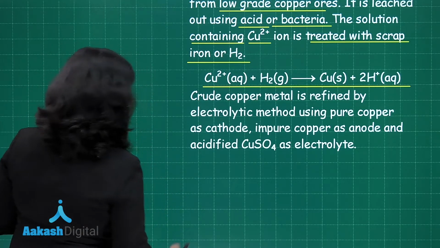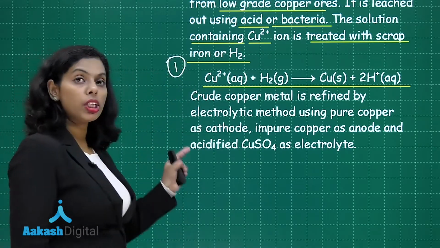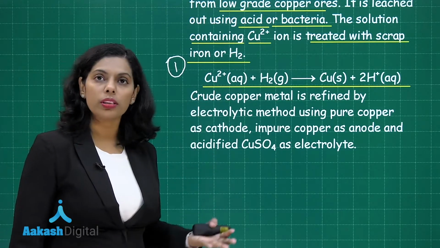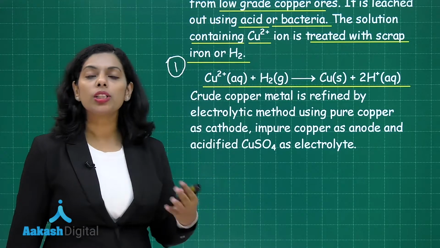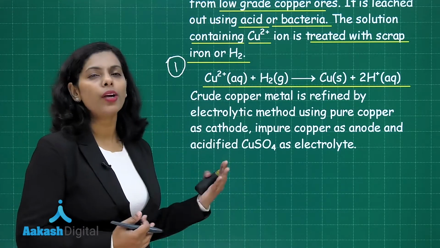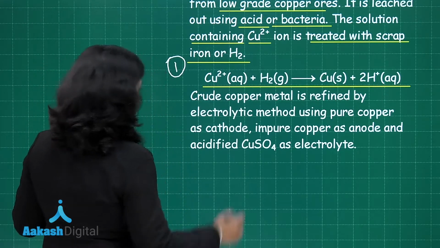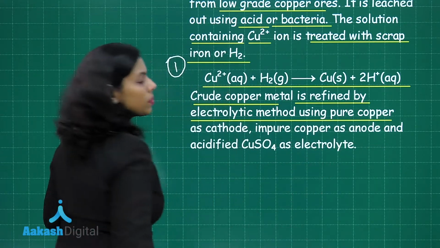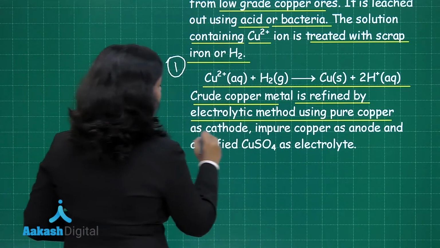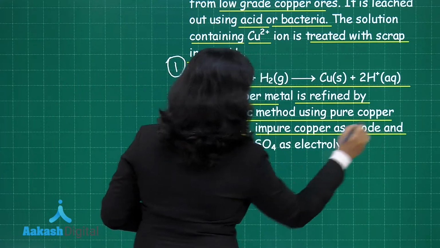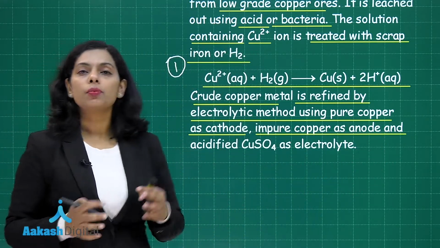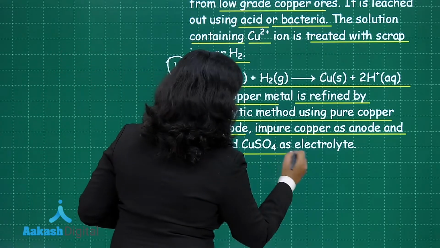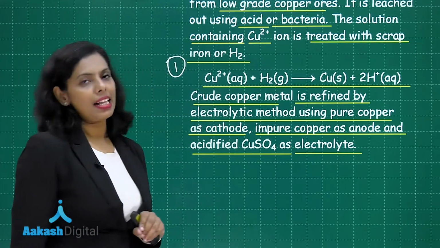So this is the part which will give you 1 mark. I'll just mark here that 1 mark you will obtain if you mention the leaching method for the extraction of copper from low-grade ores. Further, the next part was which method you prefer for refining of copper. Simply you can say crude copper metal is refined by the electrolytic method, where pure copper is used as cathode while impure copper is used as anode. Basically, this process is done in an electrolytic solution of copper sulfate. This is acidified copper sulfate solution that works as the electrolyte.